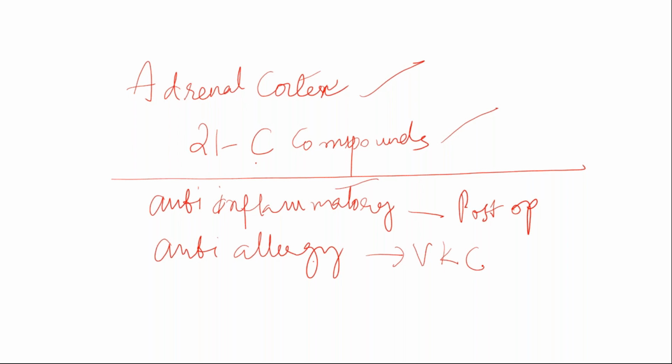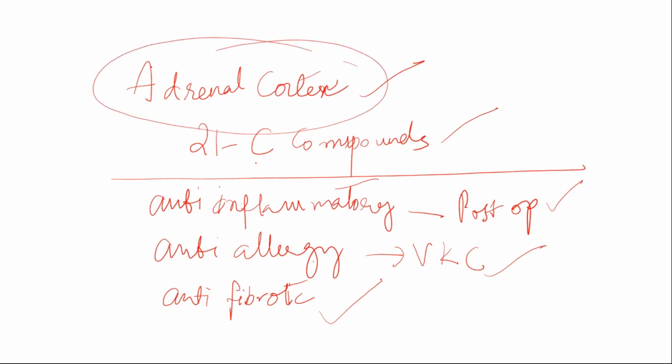And the other action is anti-fibrotic action. These are the main three actions for which we use corticosteroids. The first one is anti-inflammatory, the second one is anti-allergic, and the third one is anti-fibrotic. So this is produced from the adrenal cortex, and it is a 21C compound. It has the following three actions, right?